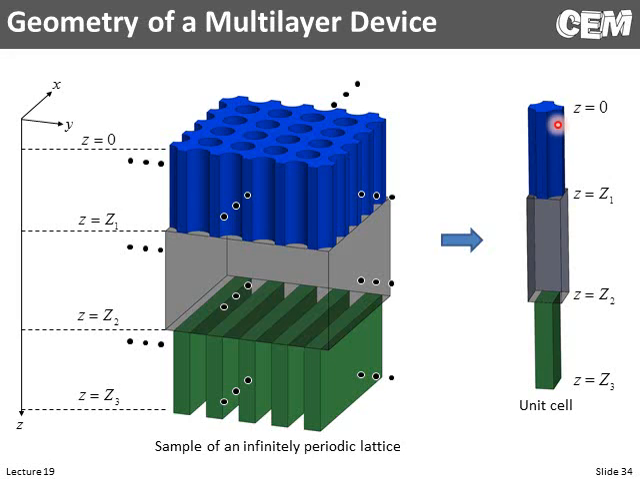So each layer has its own thickness. So we'll be at position 0 at the top. If the first layer has thickness Z1, we'll be at position Z1. We'll be at position Z2, Z3, etc. And we're assuming infinitely periodic in both the X and Y directions. So here's our geometry.